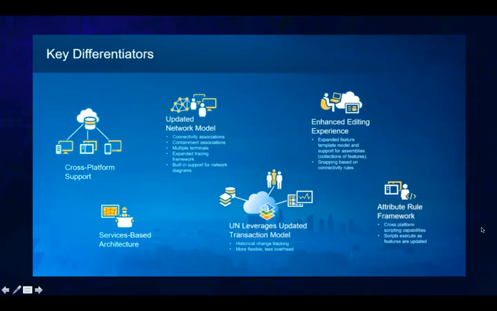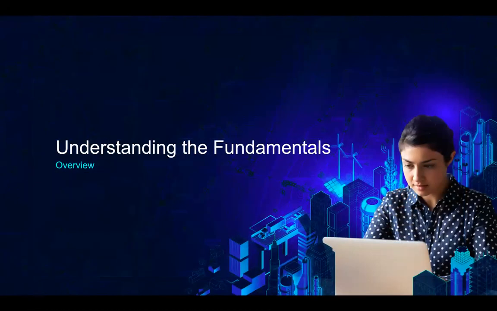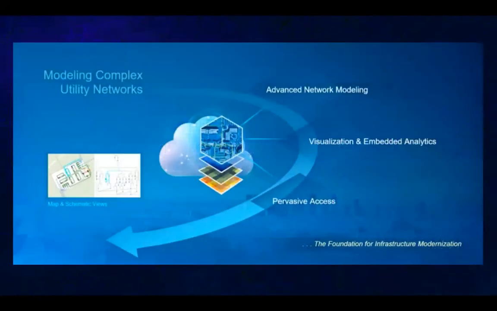All right, so these are some of the things that separate us from others, and these are some of the functionalities that we have as well. So we just finished the first segment. That was ArcGIS Utility in a nutshell, so to speak. Now we want to go a little deeper, understand the fundamentals of utility network, right? So this diagram kind of, in a very simple way, says a lot.